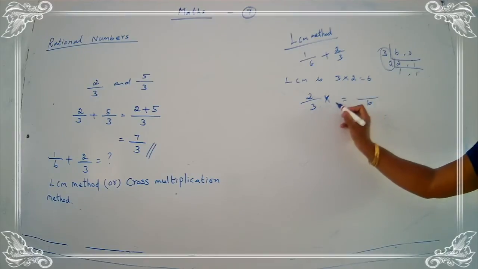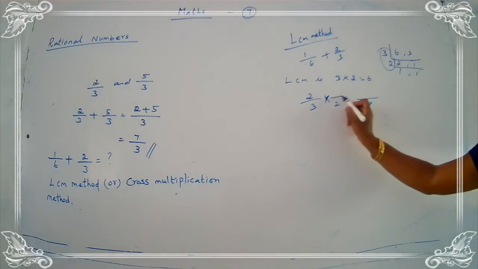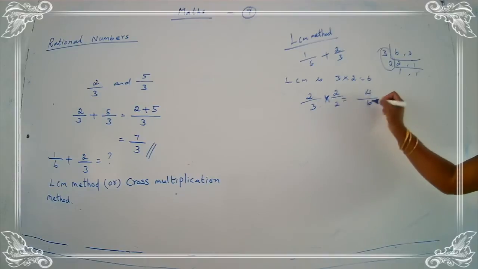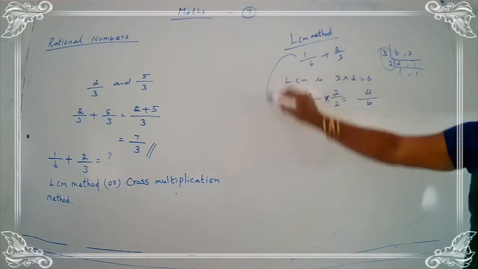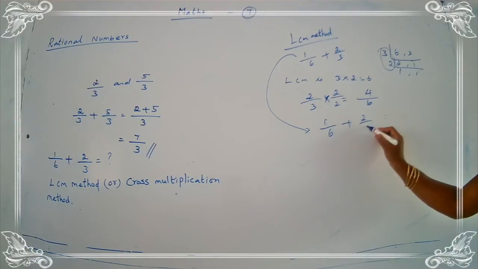Denominator 6 should come. Here the denominator is 2 needed. Yes. That's why 3 2s are 6. Same number you multiply by numerator also. So therefore 2 2s are 4, 3 2s are 6. Now you find the answer, 1 upon 6 plus 2 upon 3.